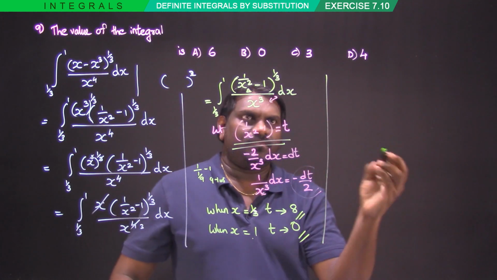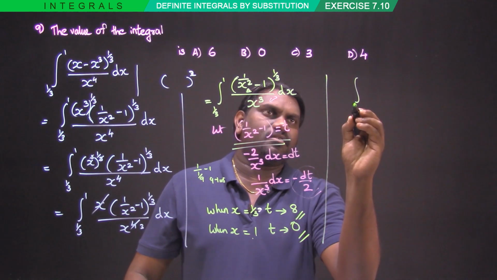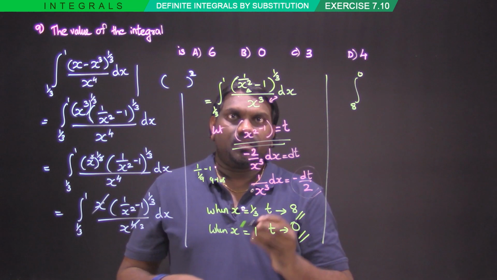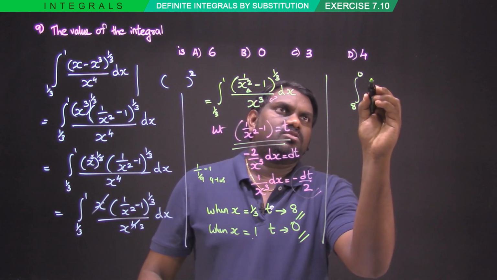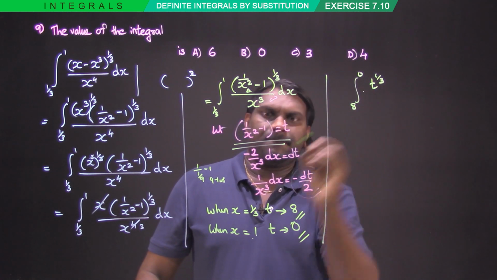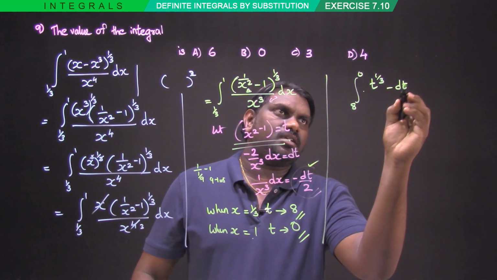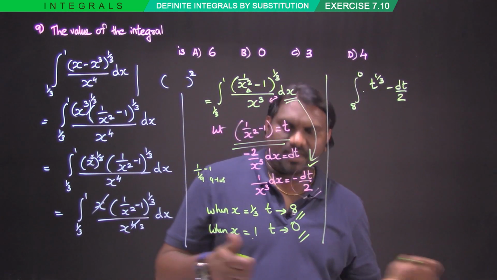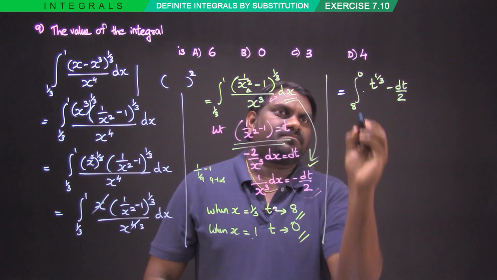Okay. Now this one changes to what? For 1 by 3, it is 8. Then if it is 1, then it is 0. Then what else happens? This whole thing inside the bracket is t, so t raised to 1 by 3, and this one is minus dt by 2, which is our dx in terms of dt. Fine, everything is done. Go ahead and integrate, that's it.